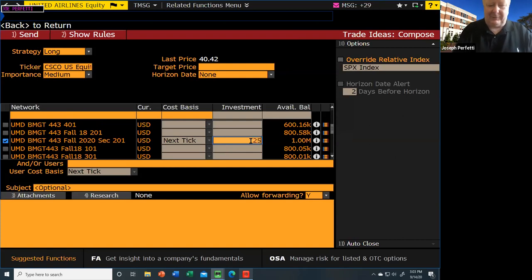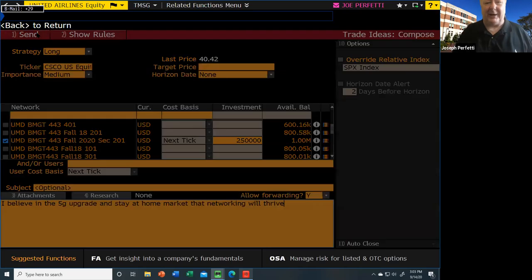How many dollars do I want to put into Cisco? Let's say I put in $250,000. I can either put in 250K or 250 with 3 more zeros after it. I then have to give a business rationale for why Cisco. So I'll just say, I believe in the 5G upgrade and the stay-at-home market that networking will thrive. That's why I want to buy Cisco. Then I hit send to submit my trade.